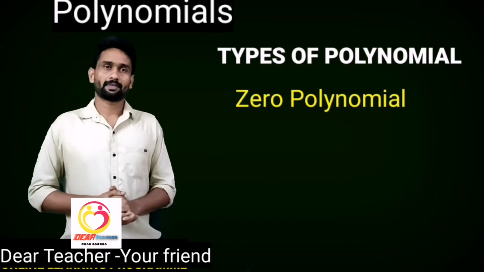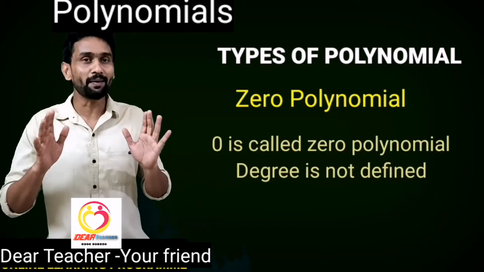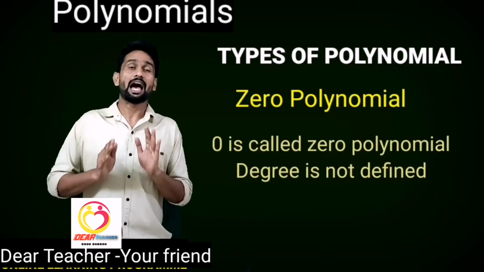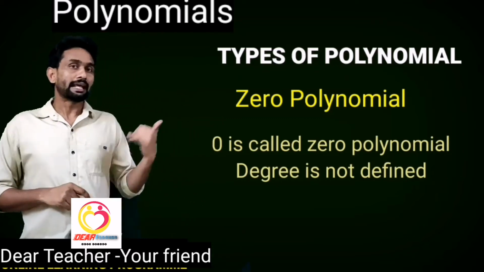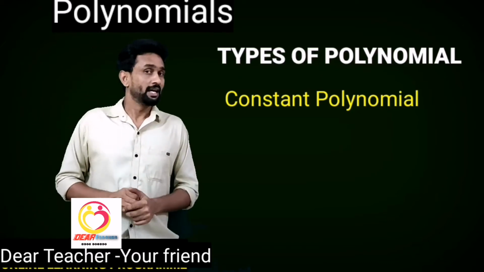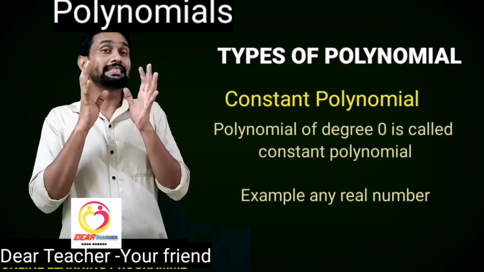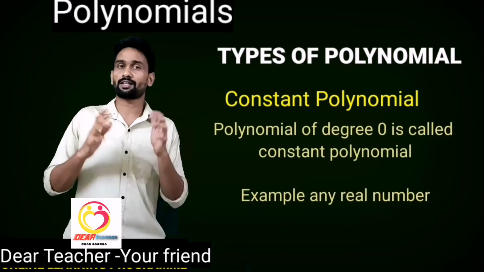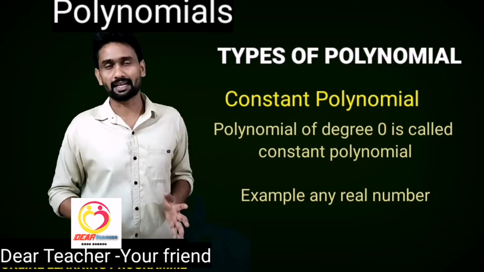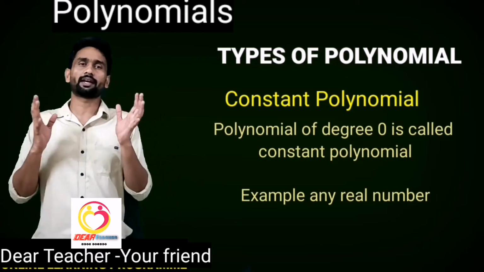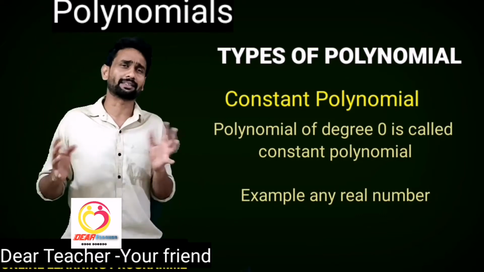Zero polynomial. Zero is called the zero polynomial, and the degree of the zero polynomial is not defined. Next, constant polynomial. The zero degree polynomial is called a constant polynomial. It can be any real number: 1 upon 2, 3, minus 3, 3.5, 2, 2 upon 3.